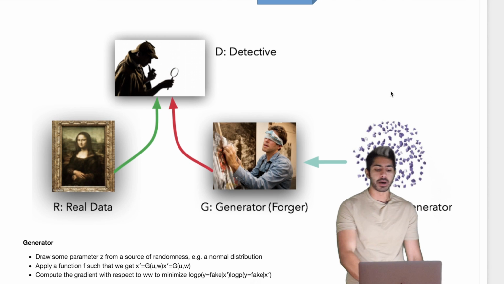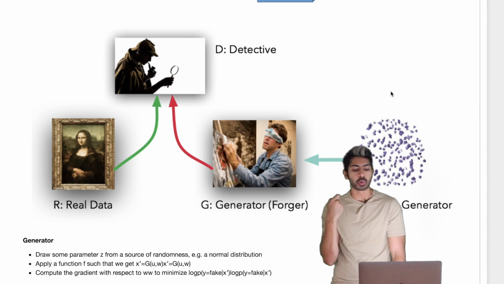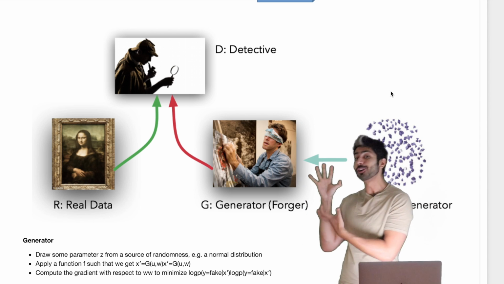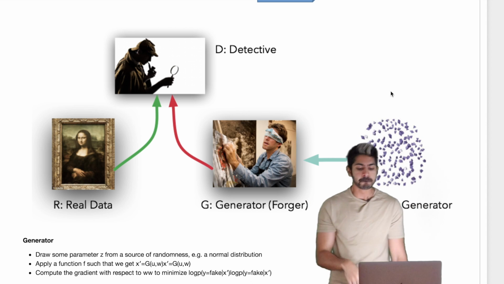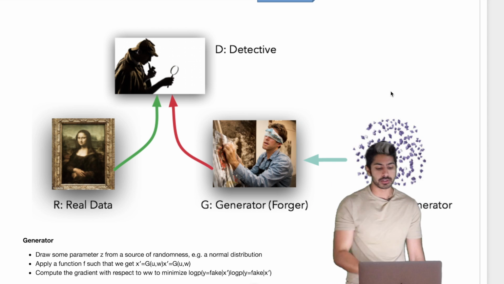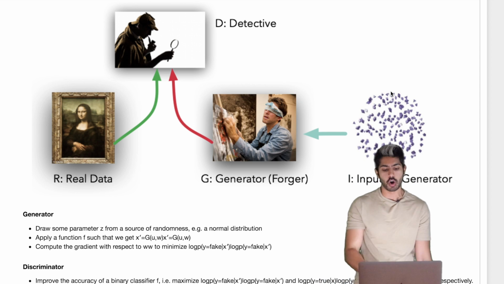Right? So one way to think about this is that the discriminator is a detective. It's trying to figure out what's real and what's fake. And the generator is a forger. It's trying to say, hey, this is a real copy of the Mona Lisa, but it's not. It's a fake copy of the Mona Lisa. And it's just using random noise, random numbers generated as its input. And as its weights are updated, it's getting better and better at this over time.